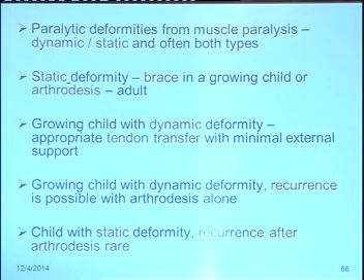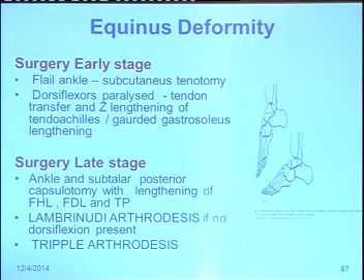Actually, the hip, knee, ankle, and foot, it is a big topic. So, in a growing child with a dynamic deformity, you will require a tendon transfer. In a growing child, recurrence is possible with arthrodesis. In a child with a static deformity, recurrence after arthrodesis is rare. Now, suppose there is an equinus deformity, early stage, it is a flail ankle, you just do a subcutaneous tenotomy.